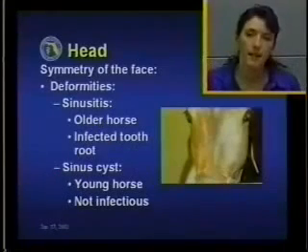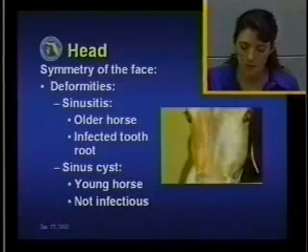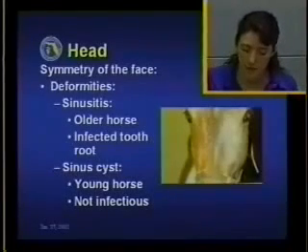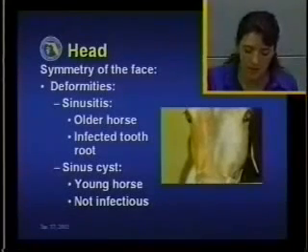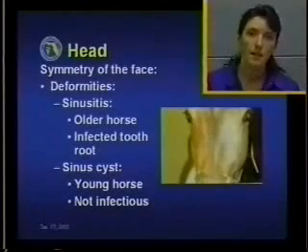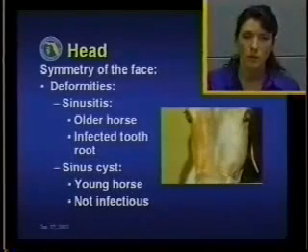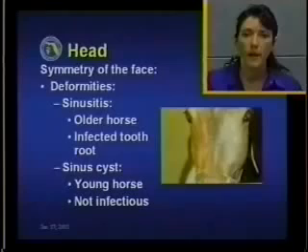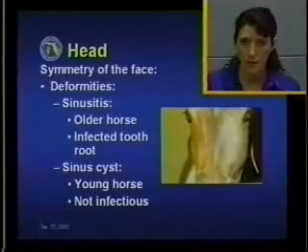When you look at a horse's head, it's really important to assess the symmetry of the face. And the asymmetry can affect various parts of the face, including the sinuses. And sinusitis is a fairly common disease observed in horses. Usually, this disease affects older horses, and it is associated with an infection of a tooth root, because the molar teeth roots actually are located within the sinuses of horses, and therefore any infection at the base of the tooth can result in a generalized infection of the sinuses.